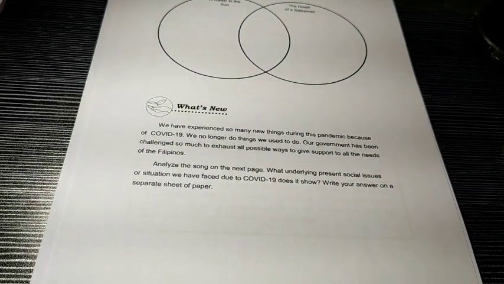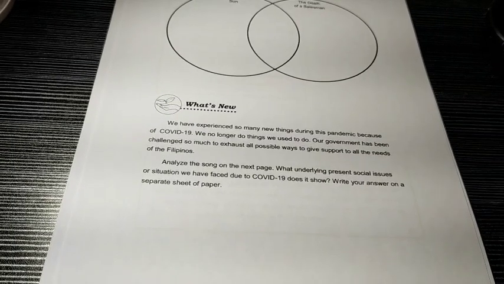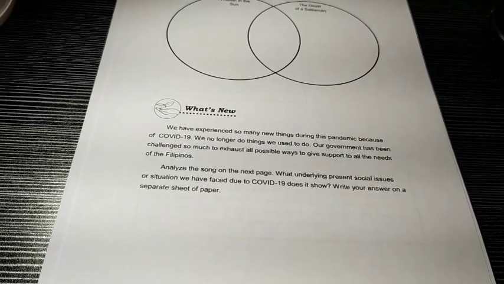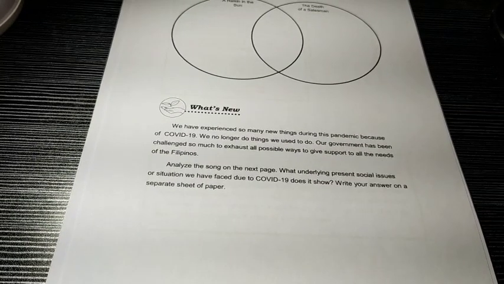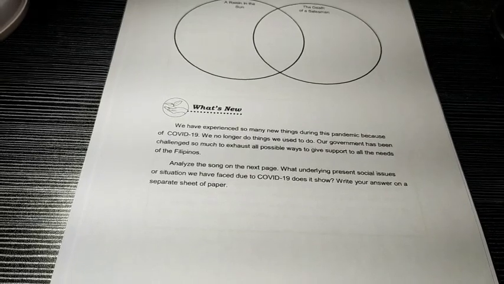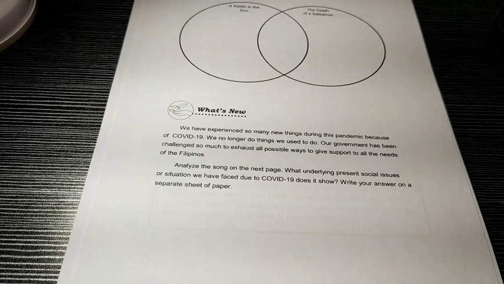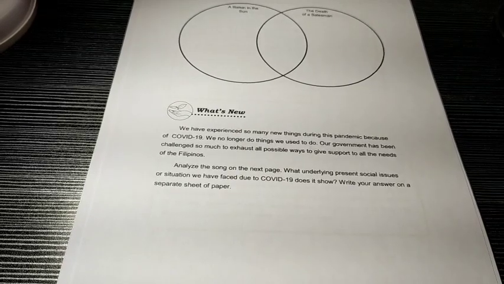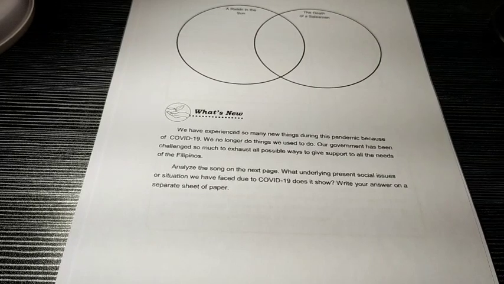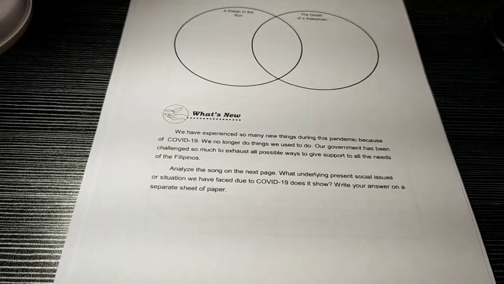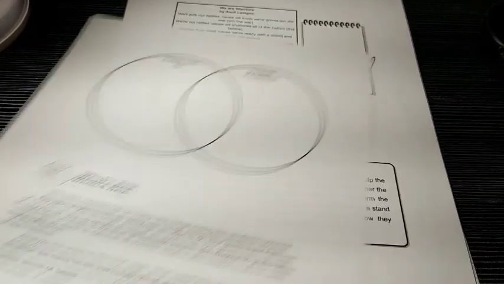What's new? We have experienced so many things during this pandemic because of COVID-19. We no longer do things we used to do. Our government has been challenged so much to exhaust all possible ways to give support to all the needs of the Filipinos. Analyze the song on the next page. What underlying present social issues or situations we have faced due to COVID-19 does it show? Write your answer on a separate sheet of paper.